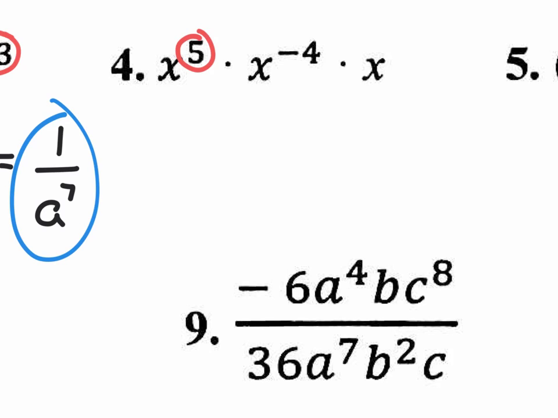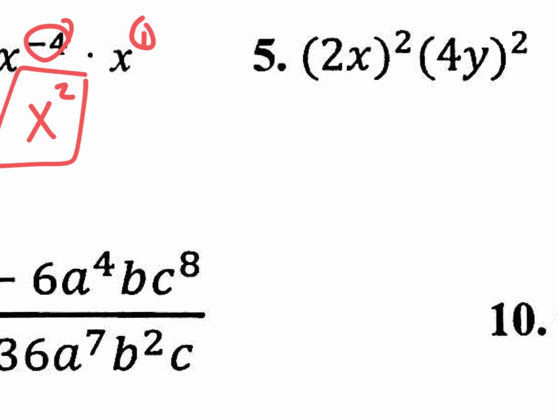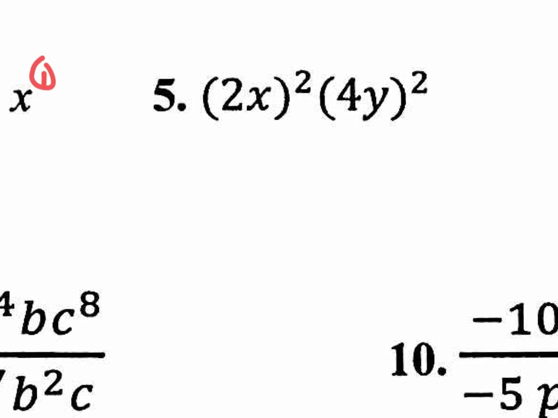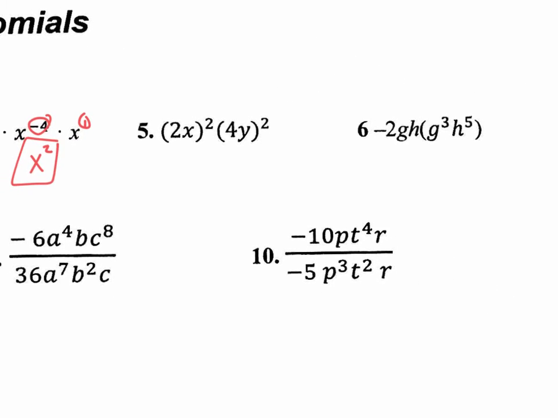So moving right along, I think you guys could do this one. All you're going to be doing on this one is add 5, negative 4, and 1. Add all those together, and you'll get your final answer of x squared. Nice and easy. Why am I doing all of them for you? I don't know. Okay, number 5 is more interesting.